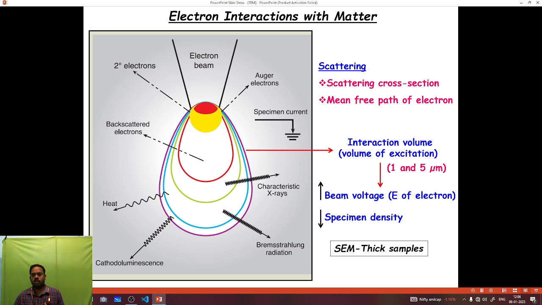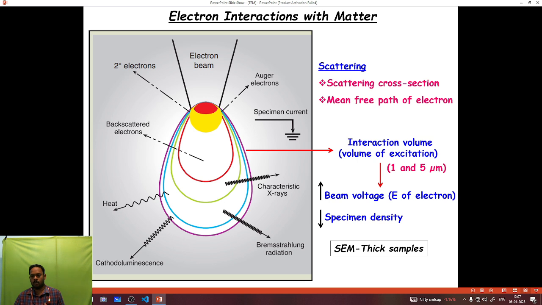Fundamentally, when an electron interacts with matter, there will be the production of an interaction volume. The electron beam will be scattered, and the scattering depends on both the scattering cross section and the mean free path of the electron. After interacting with the sample, an interaction volume is produced. This interaction volume will be around 10^5 micrometer in size. The interaction volume is directly proportional to the beam voltage. When we apply a high beam voltage, the volume will be higher.